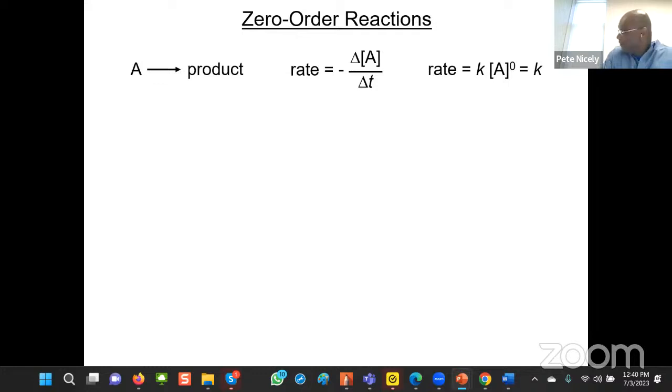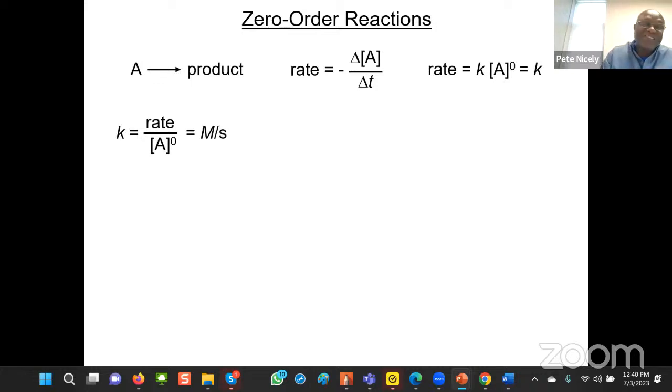Now, we can, let me see here. In terms of the units of K, basically the units of K would be based on this expression right here.